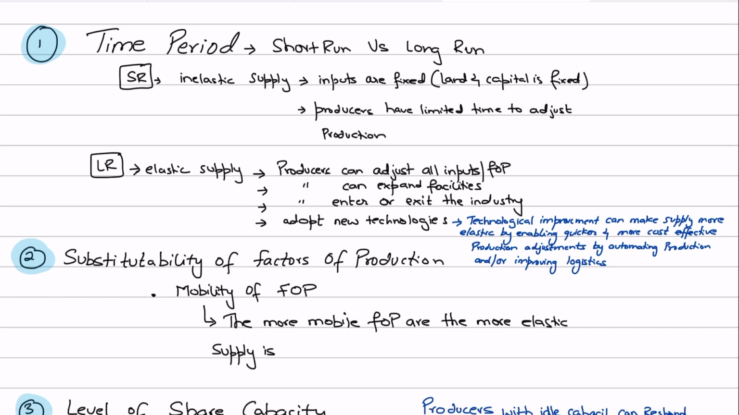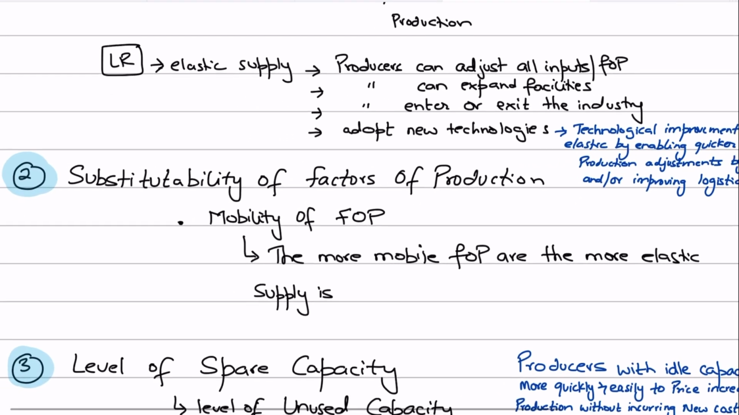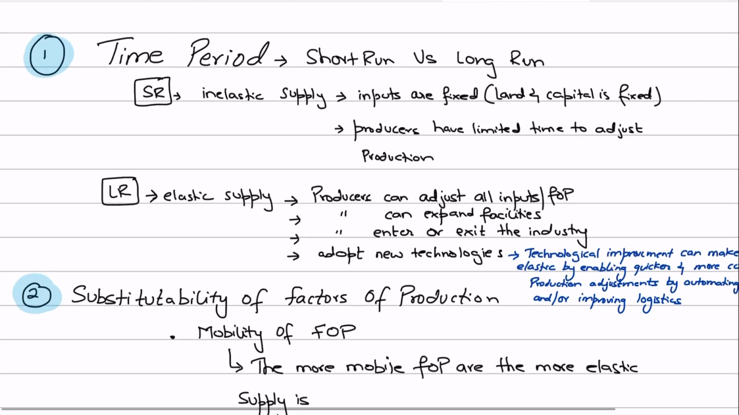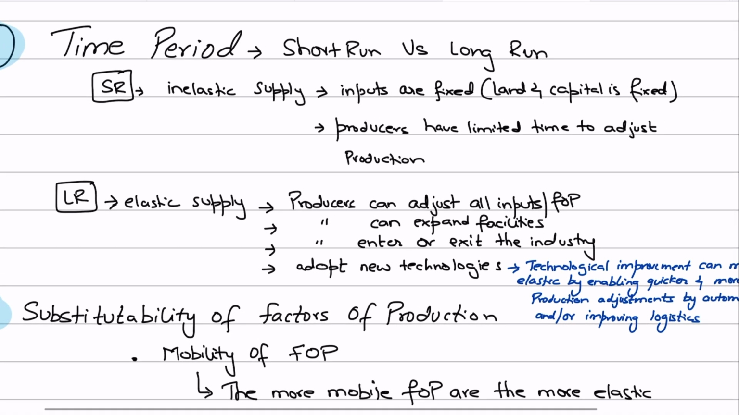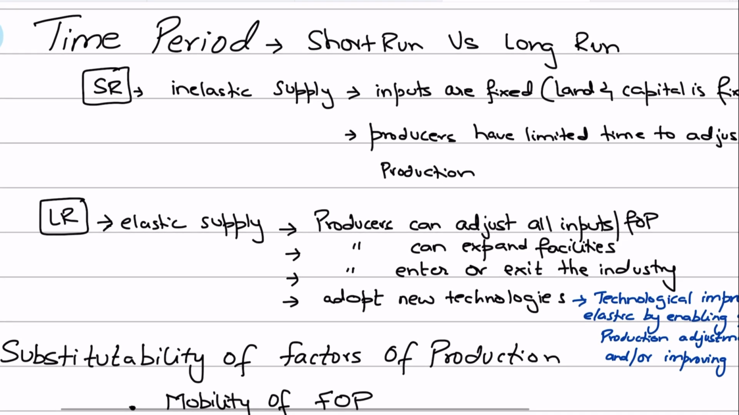Also remember the second point that affects your price elasticity of supply is the substitutability of your factors of production. One more thing: in the long run, producers will have enough time to adjust their production levels. Price adjustment is not the only thing; they can easily adjust factors of production as well. They could easily increase them, and that would also help the producers adjust the production level.